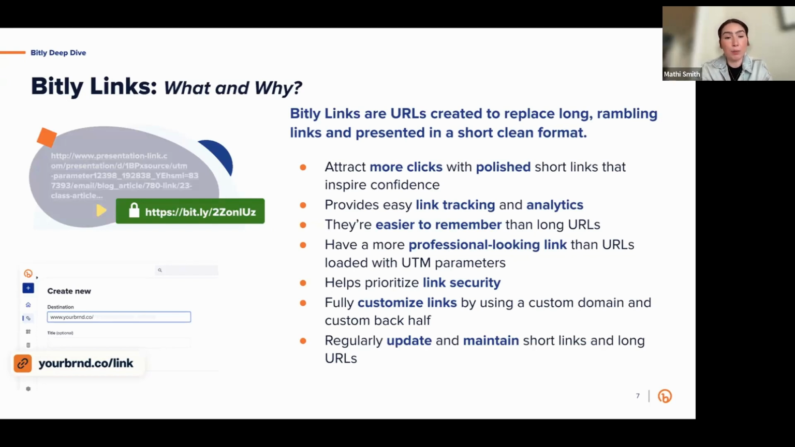Many users will use UTM parameters to unlock those granular metrics that web traffic tools are able to capture. But UTM parameters can make long URLs very long and very loaded. So shortening with Bitly will allow you to create a Bitly link that looks way more professional, but still has the benefits of the UTM parameters. I mentioned that these short links can build confidence, and what we mean by that is it can help prioritize link security. Cybersecurity is on everyone's mind nowadays, so having a short, recognizable link is going to build that trust with end users, and again, ultimately increase engagement.